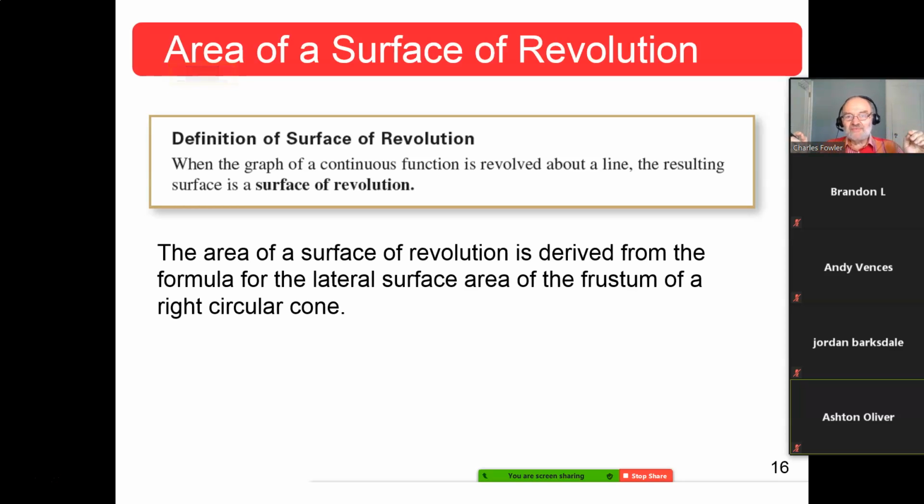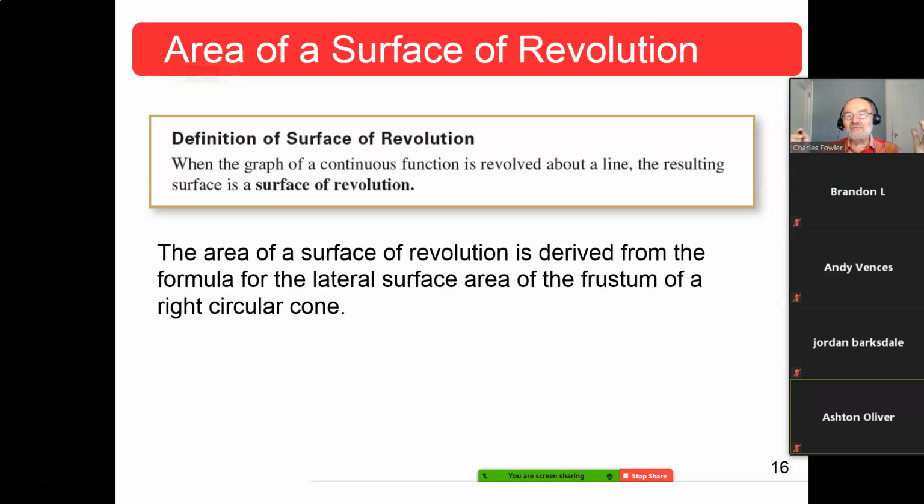Here's the definition of a surface of revolution. When the graph of a continuous function, and now we're also going to require it to be a smooth continuous function, but right now all they're saying is a continuous function, is revolved around a line this way or this way, sounds familiar, doesn't it? The resulting surface is a surface of revolution. So we're not talking about volume now, we're talking about the surface area of that surface.